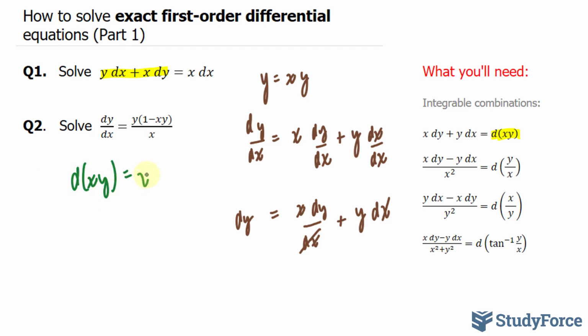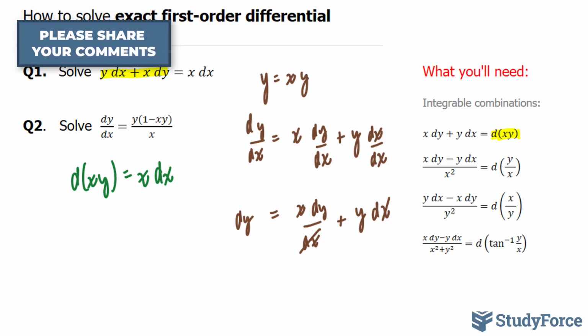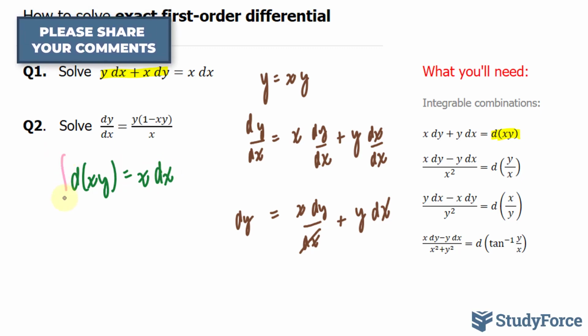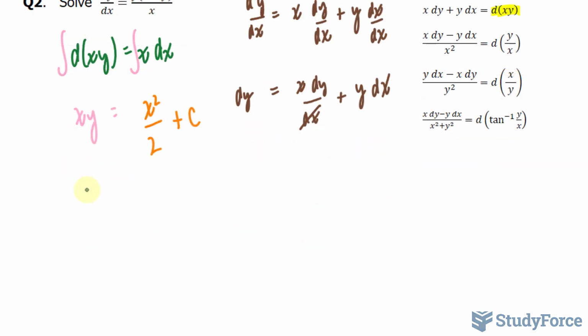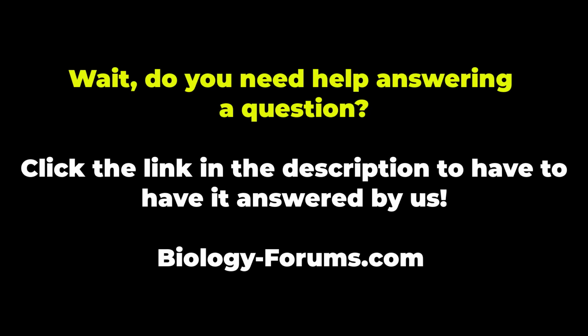This then, what I'm highlighting, can be changed with the left side, giving us d bracket xy is equal to x dx. Now I can integrate the left side and the right side. If I integrate the left side, I will get xy. Integrating the right side will give me x squared over 2 plus c. Dividing both sides by x to solve for y gives me y is equal to x over 2 plus c over x. And this represents the answer to question 1.